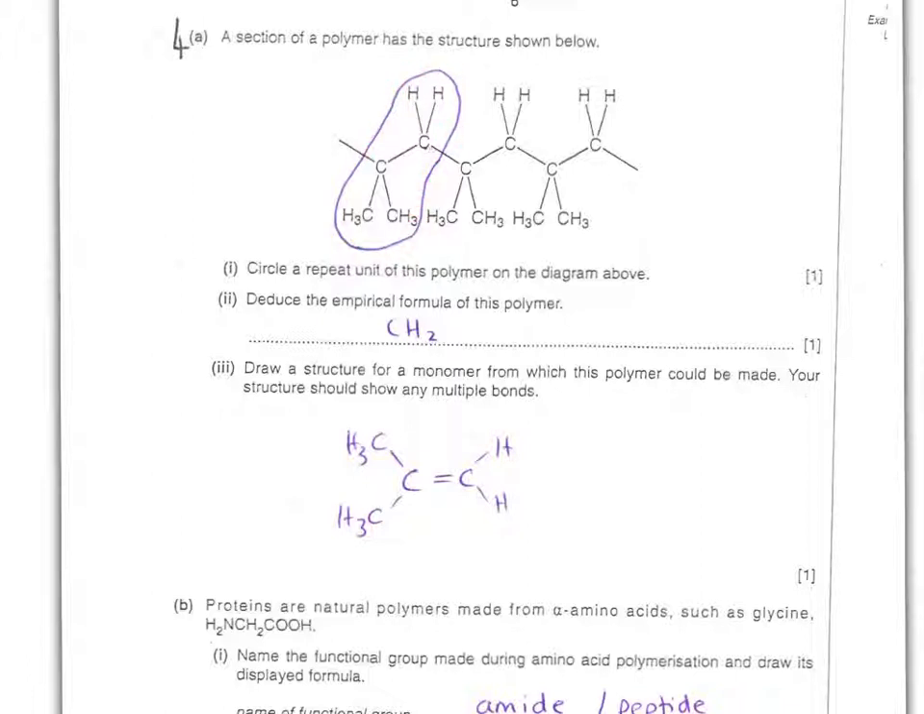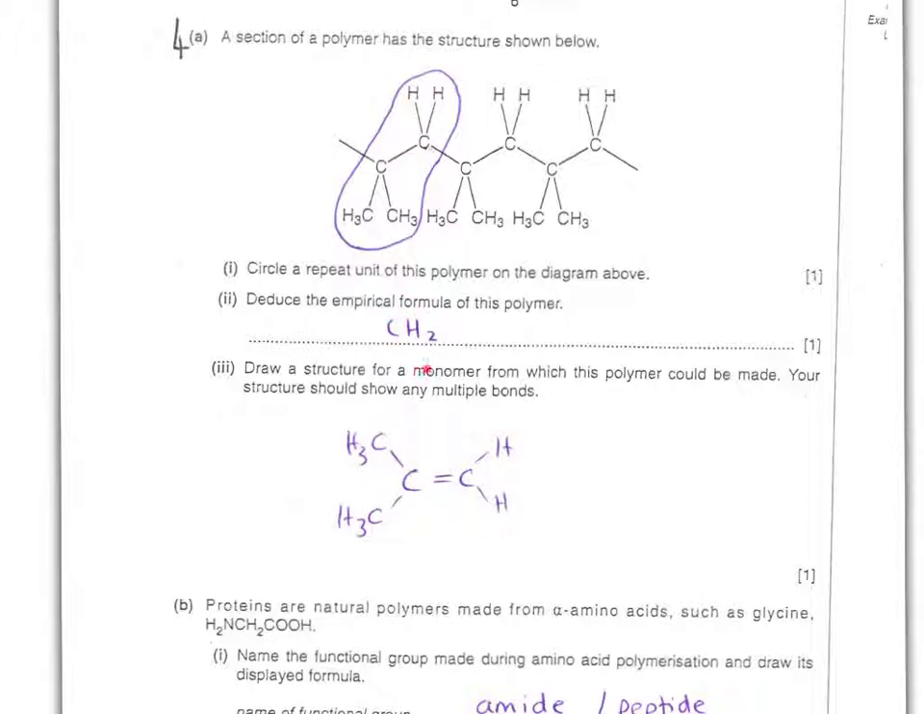Now for the empirical formula, for each repeat unit, count the number of carbons and hydrogens. 4 carbons, and then 2 plus 3 plus 3 is 8 hydrogens. So that's 4 to 8, which is, in simple terms, 1 to 2. So the empirical formula is CH2.